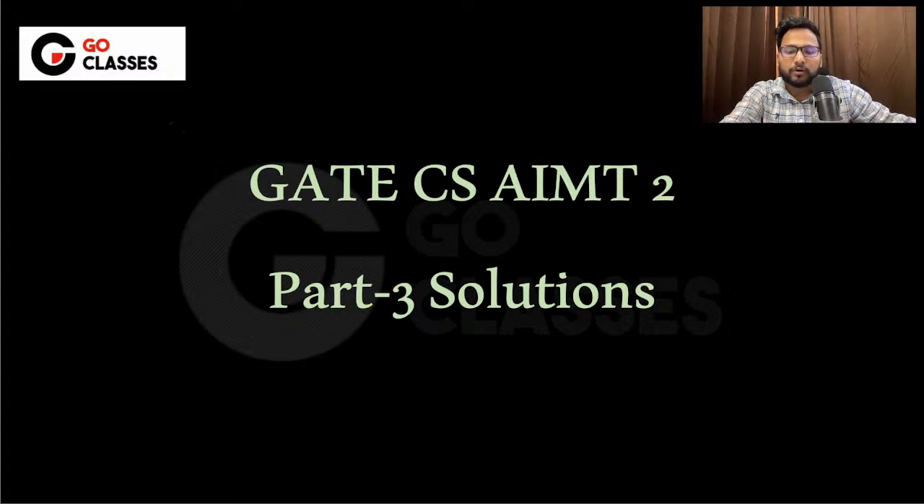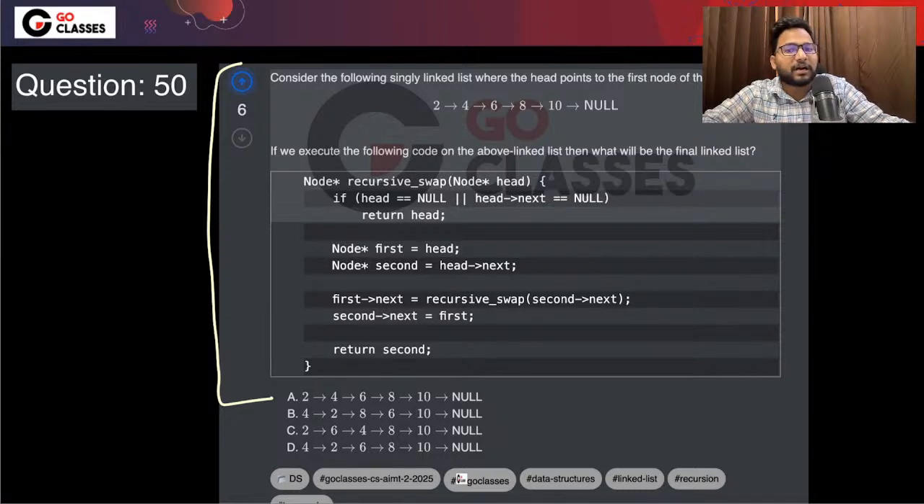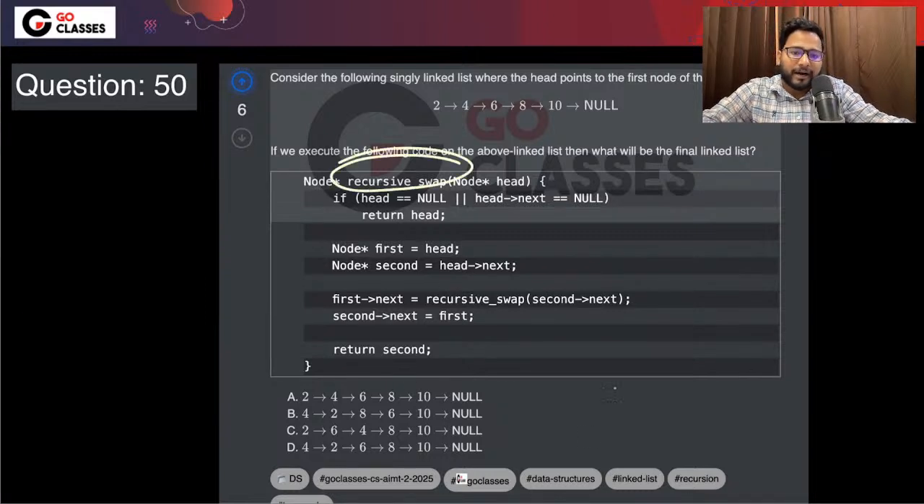Okay. So let's start with question number 50. In this question, they have given a linked list: 2, 4, 6, 8, 10, and then null. They have a function which is not just a normal function. This is a recursive function in nature, and the name of the function is recursive swap.